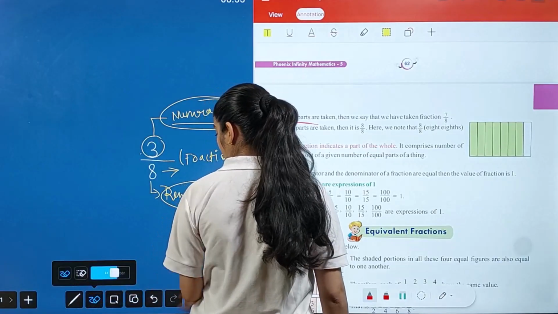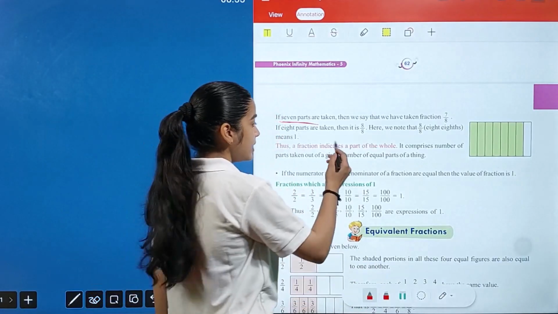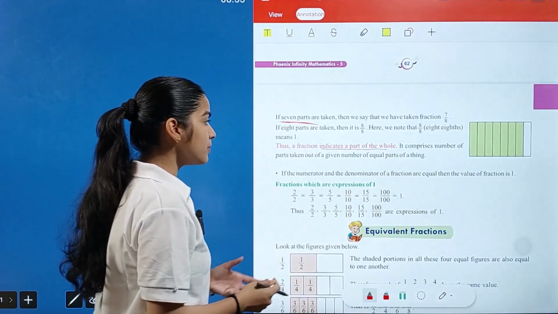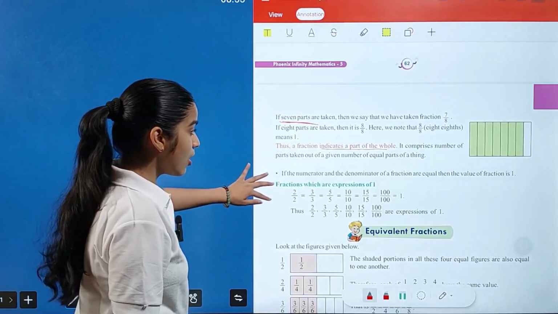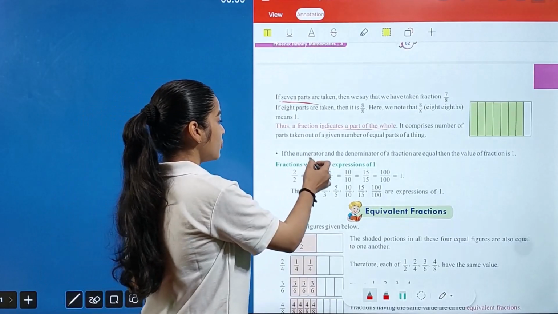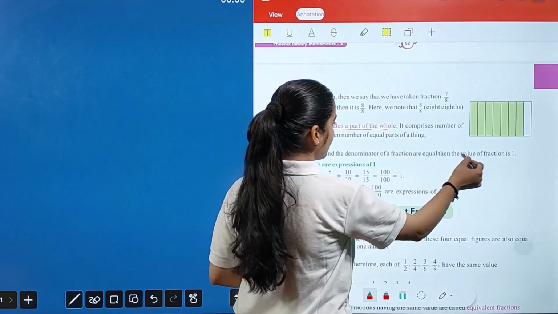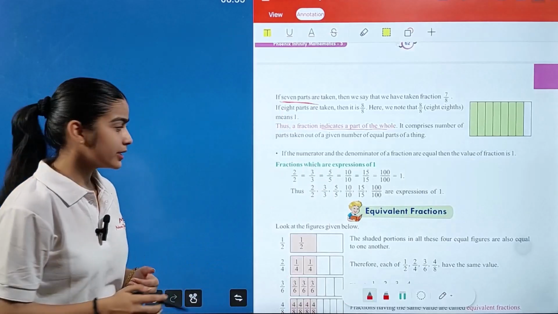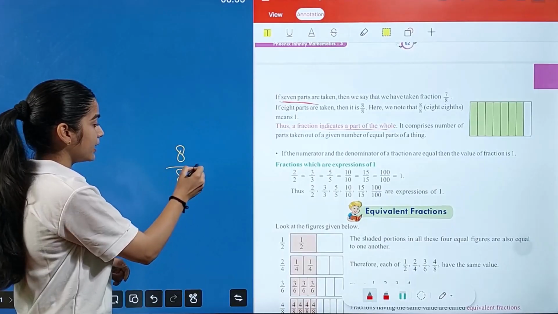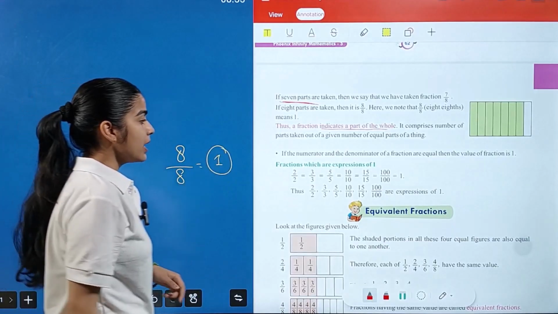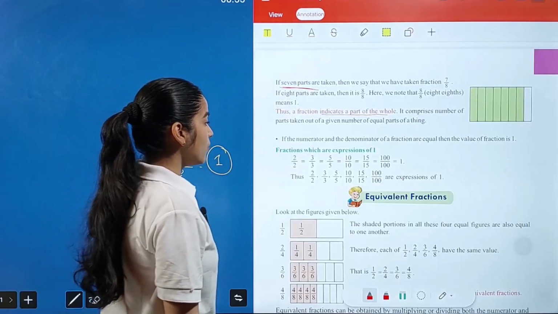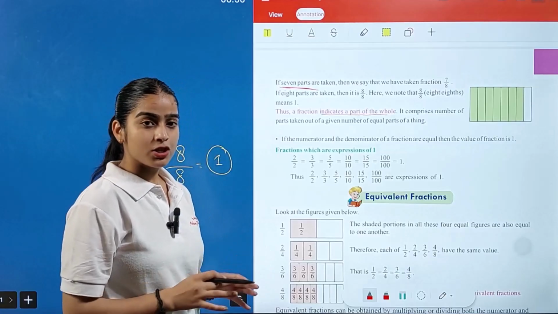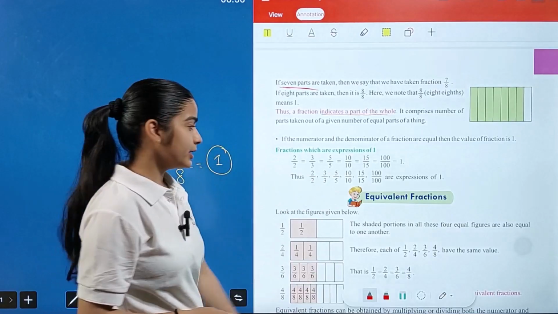Now, what does it mean by fraction? Again, the same definition: it represents and indicates a part of the whole. It comprises the number of parts taken out of a given number of equal parts of a thing. If the numerator and the denominator of a fraction are equal, then the value of the fraction is 1. For example, if your numerator is 8 and your denominator is 8, 8 by 8, your fraction will be 1. Now, fractions which are expressions of 1: 2 by 2, 3 by 3. You can take any random number, but you just have to take the same numerator and the same denominator.